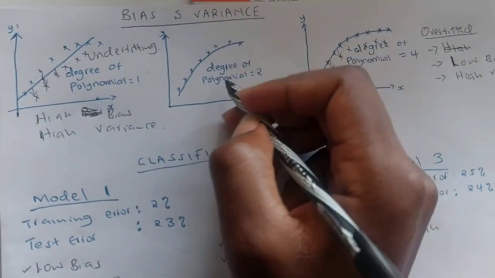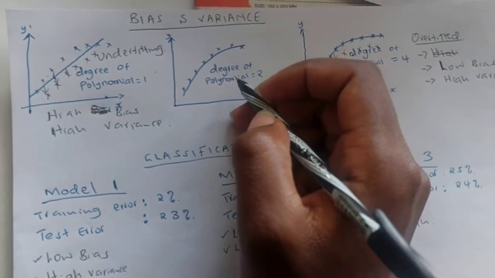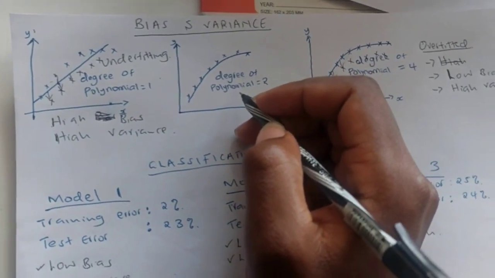Now let's come to this one. The degree of polynomial is equal to 2. This one has a low error in the training dataset.